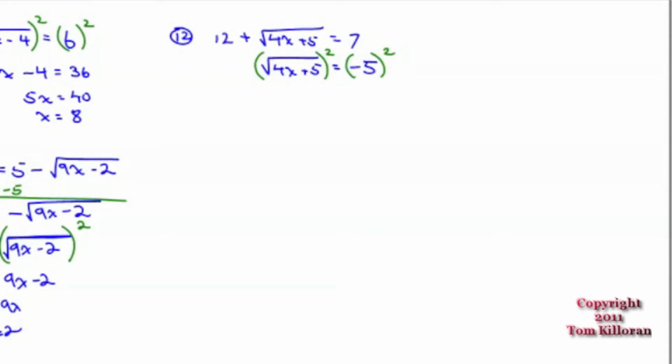Okay. So, let's see. On the left-hand side, we get 4x plus 5. On the right-hand side, we get 25. Okay. Sounds good so far. Subtract 5. We get 4x equals 20. And finally, we get x is equal to 5 by dividing by 4. Woohoo! Answer, right? No. Watch. Take 5, plug it back in. 4 times 5 is? 20. Plus the 5? 25. Square root of 25? 5. 12 plus 5 is 7.